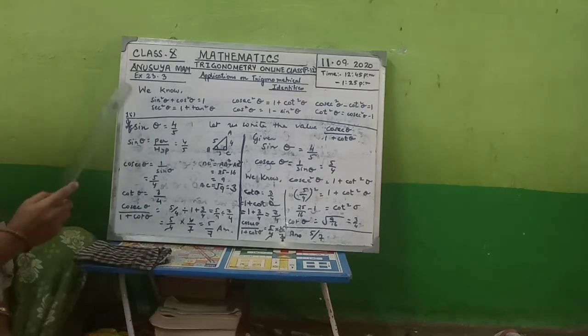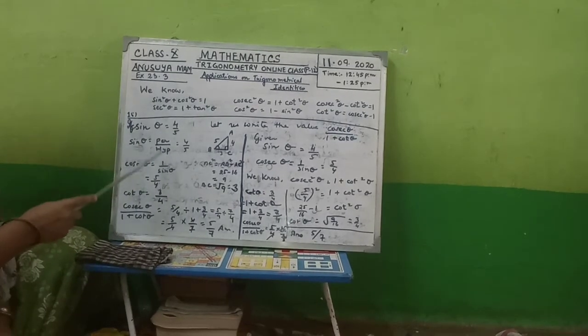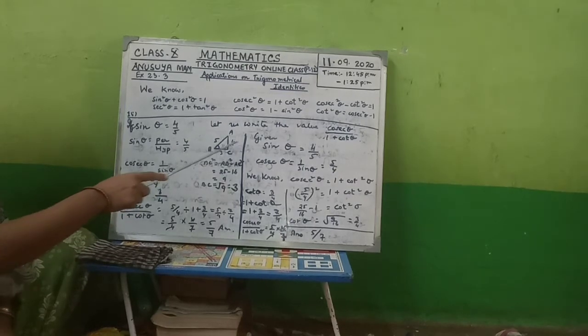Now sin theta means what? Perpendicular by hypotenuse. Sin theta is 4 by 5. Perpendicular is 4 and hypotenuse is 5. So here I have drawn a triangle ABC where AC is the perpendicular, BC is the base and AB is the hypotenuse. So I have put in the values: perpendicular is 4 and hypotenuse is 5.